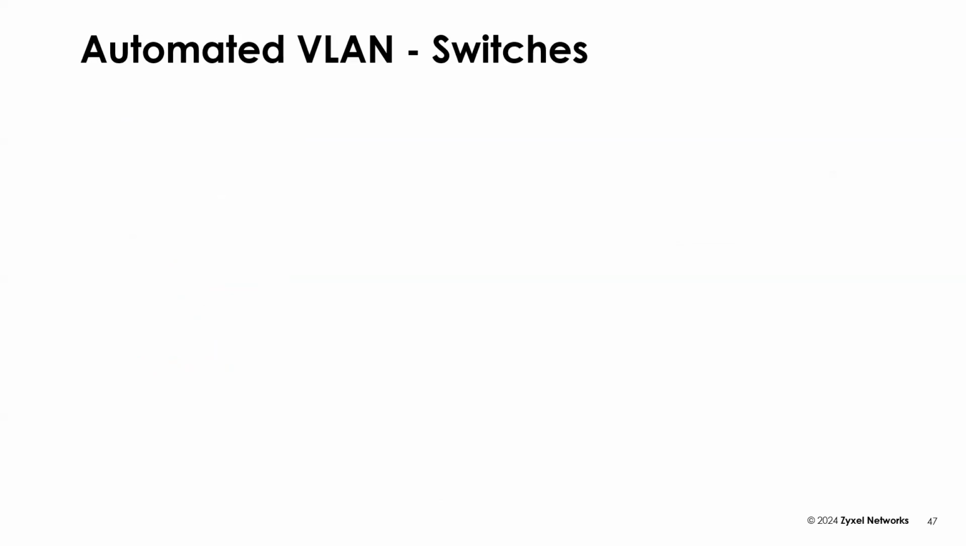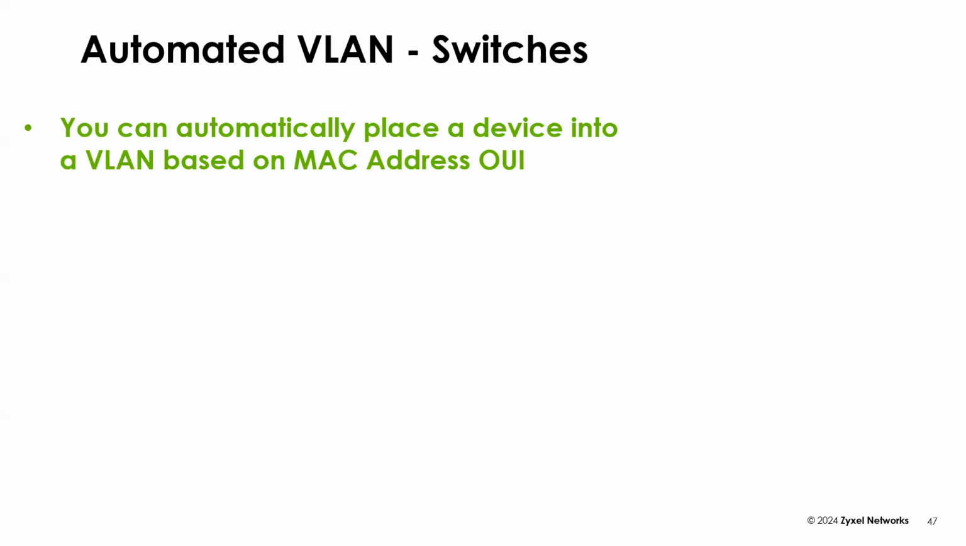A feature we have in Nebula on our switches that is pretty cool is automated VLAN. Instead of needing to go in and manually set up VLANs based on ports, or manually configure the individual MAC address for each device, Nebula has the ability to recognize the device and move it automatically to a certain VLAN. There are two ways of doing this in Nebula that we will go through here.